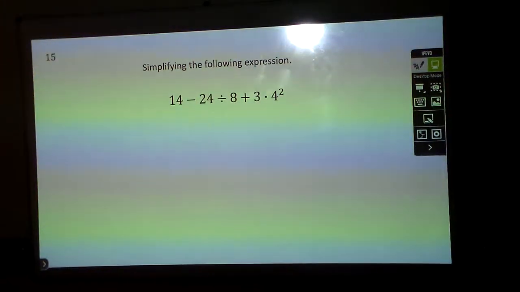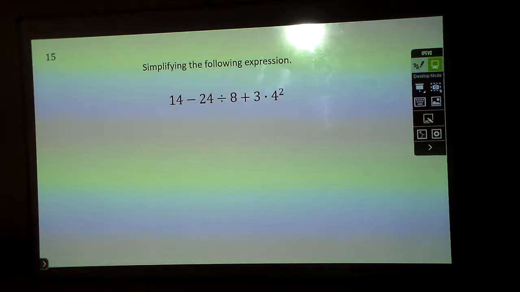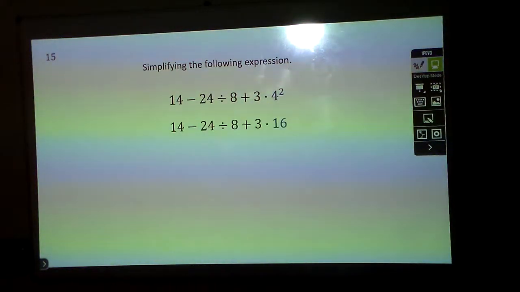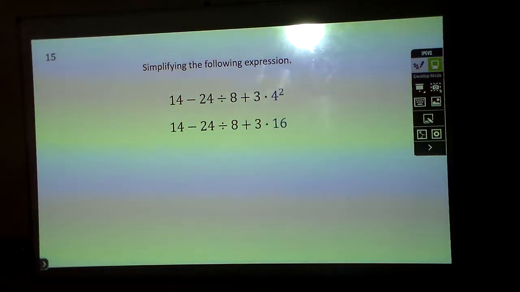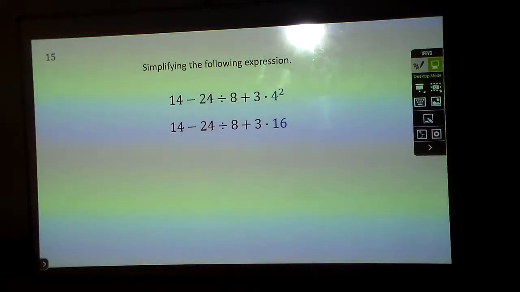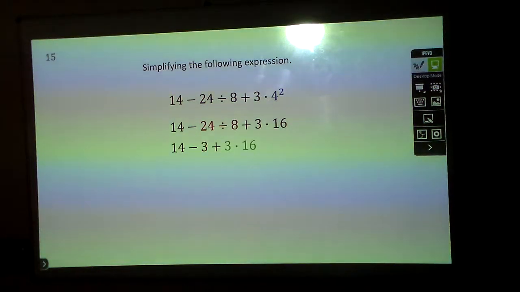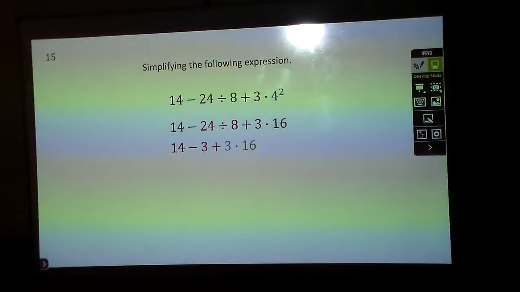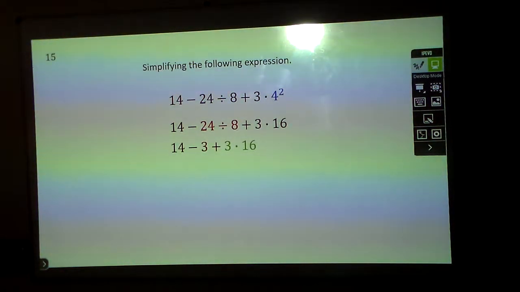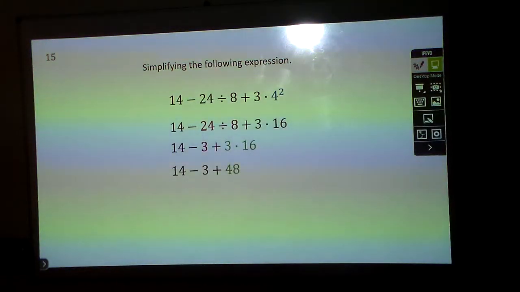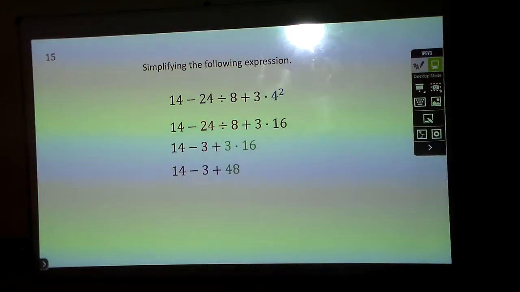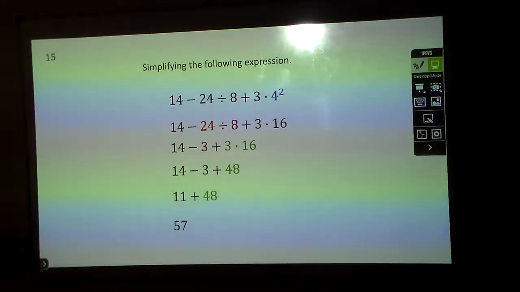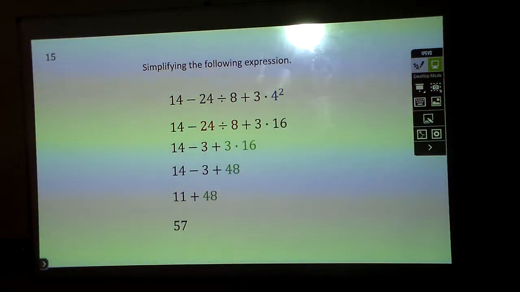Okay? Now this one you can just go to your calculator and type it in if you would like. But I'm going to go here and do order of operations first. The 4 squared is 16. And next, I'm going to do my divide. Although multiply and divide are equal, so I'm going to do the 24 divided by 8, which is a 3. And now I'm going to do the 3 times 16, because I would multiply, which is 48. And now I'm just going to take the 14 minus 3, the order that they come in first, which will be 11. And 11 plus 48 is 57.